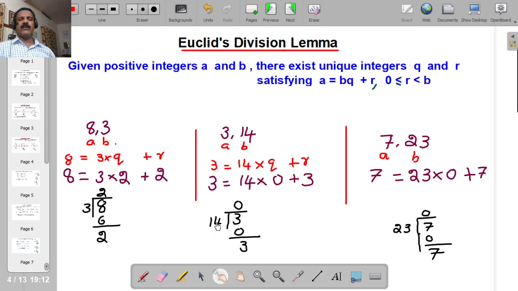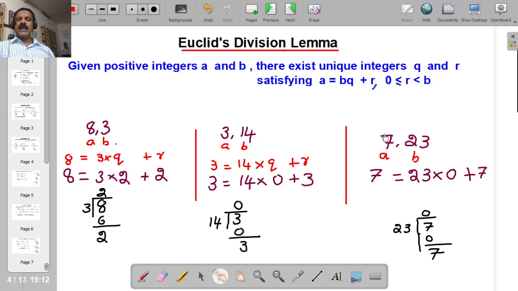We cannot take a 14 from 3, so the quotient is 0. And 14 times 0 is 0, and we get the remainder as 3. So 3 is expressed as 14 times 0 plus 3. Q is equal to 0 and R is equal to 3.